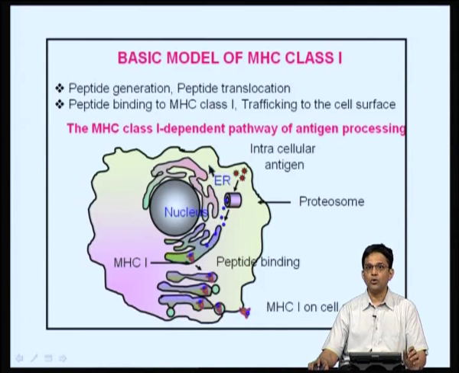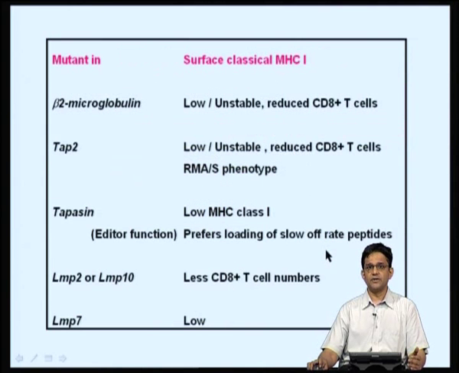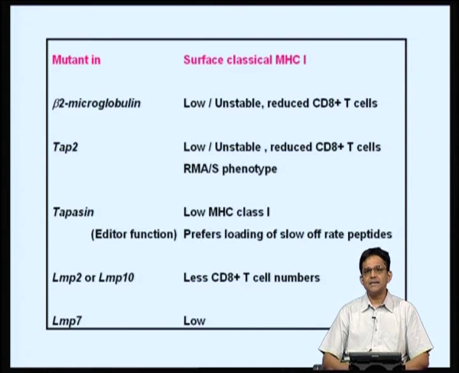So, you have endogenous proteins that are degraded by proteasomes, and then you have peptides, and then you have TAPs, and then over here these peptides bind to MHC class 1 beta 2 microglobulins and then traffic onto the cell surface. Now, I think what we should do as an exercise is to try and understand what would happen if you do not have beta 2 microglobulin or you do not have TAP.